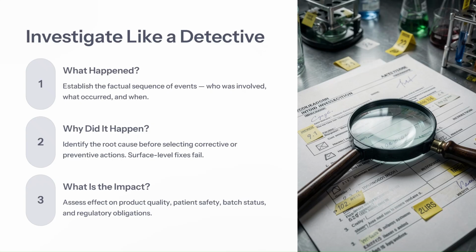A deviation investigation should follow a structured approach. Think of yourself as a detective gathering evidence. The first question is, what happened? Establish the complete sequence of events. Identify who was involved, what occurred, where it happened, and when it happened. The second question is, why did it happen? This is often the most challenging part. The investigation must identify the true root cause rather than focusing on symptoms. The third question is, what is the impact? Determine whether the deviation affects product quality, patient safety, batch release decision, or regulatory obligations. A strong investigation is objective, evidence-based, and focused on facts rather than assumptions.